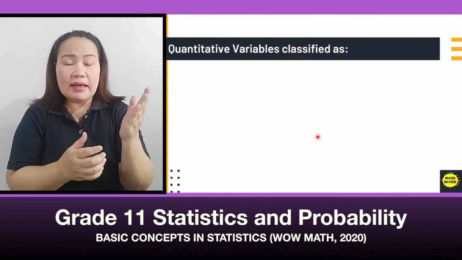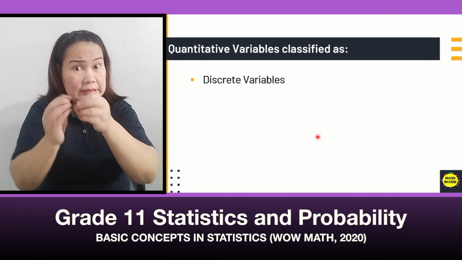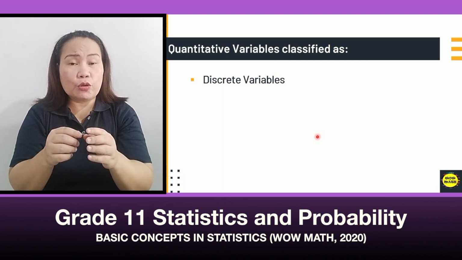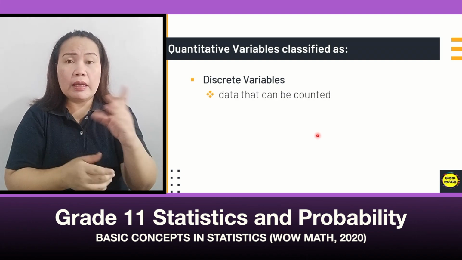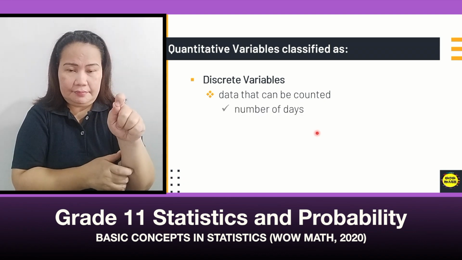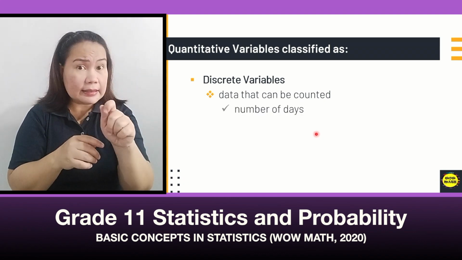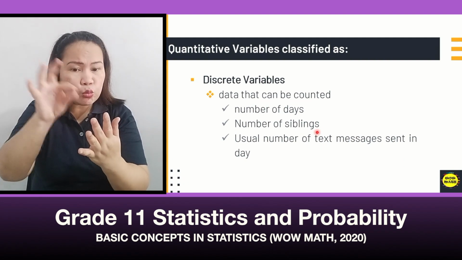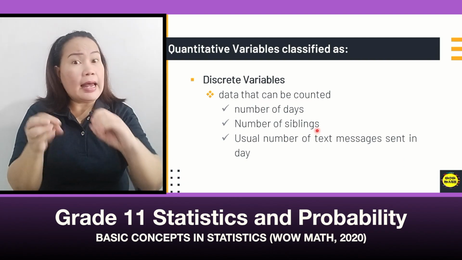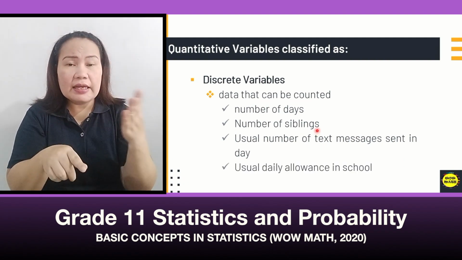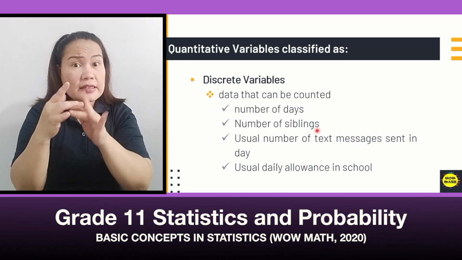Quantitative variables are classified as discrete variables. When we say discrete variables, that is data that can be counted. So kaya mong bilangin. For example, the number of days, number of siblings, the usual number of text messages sent in a day, and the daily allowance in school.